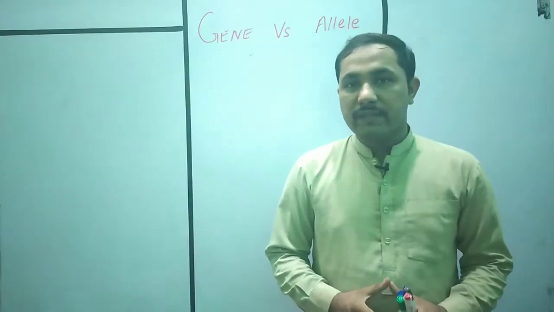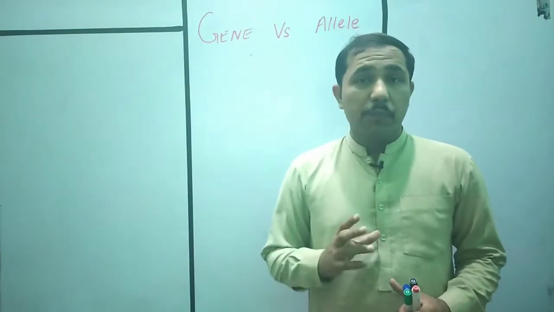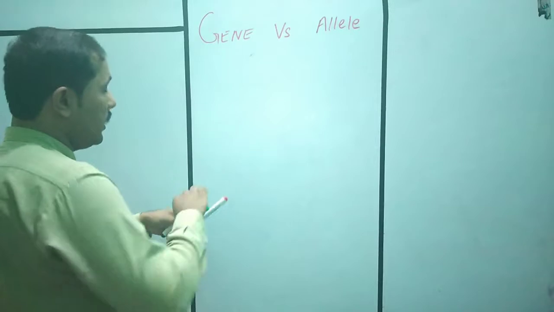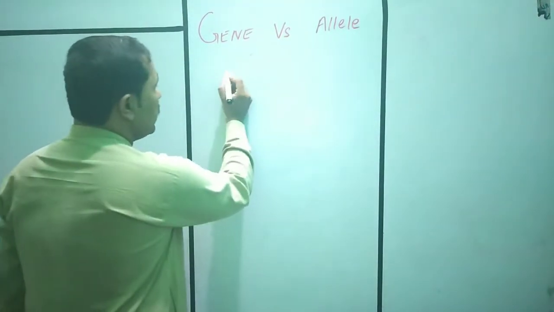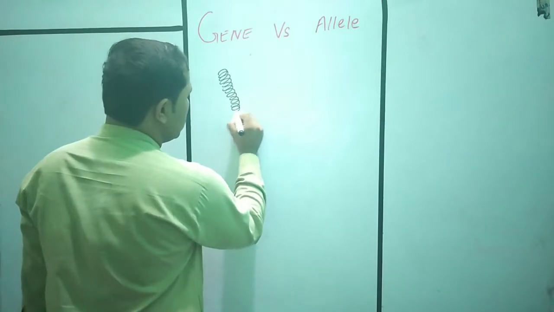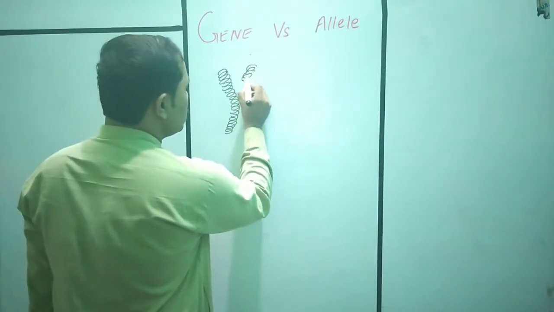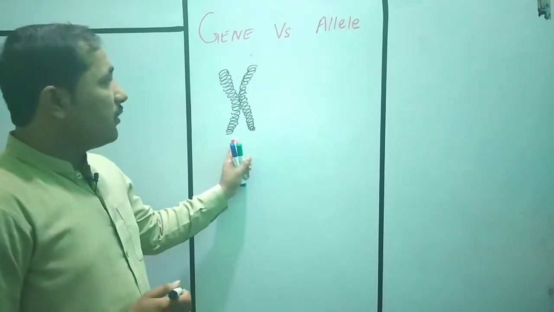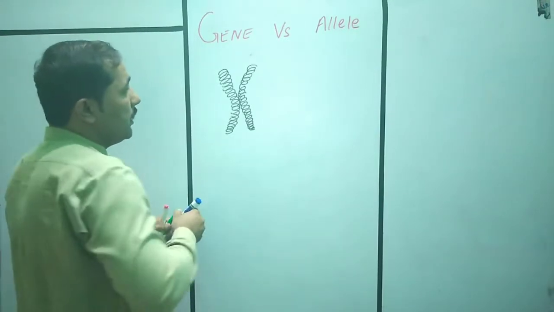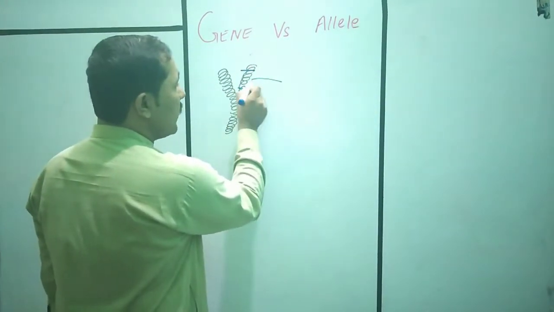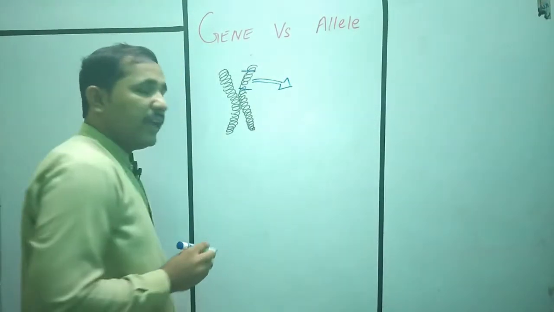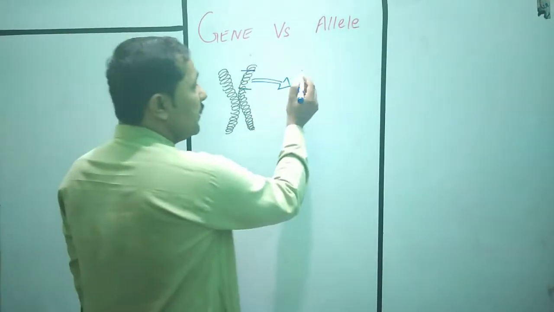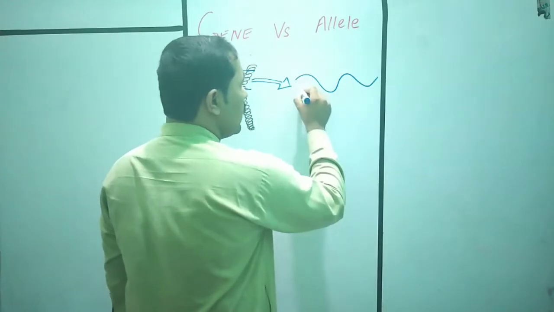And today I will discuss the basic difference between gene and allele, the most confusing terms in genetics. So what are they actually? If we see that this is our chromosome after condensation in metaphase, and if we take a little part of the chromosome, each part of the chromosome is made up of DNA and protein, which we know well. This chromosome will definitely have DNA.